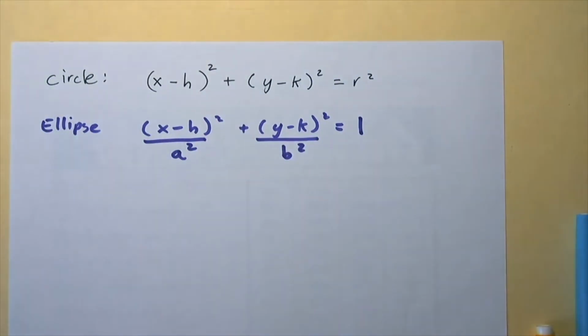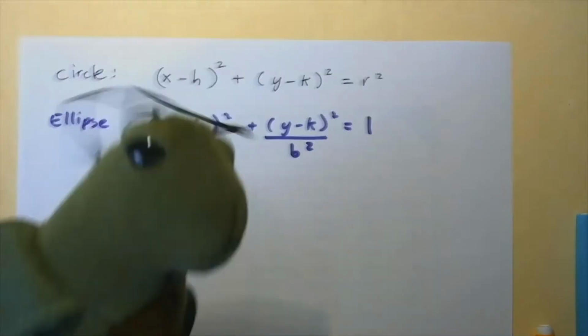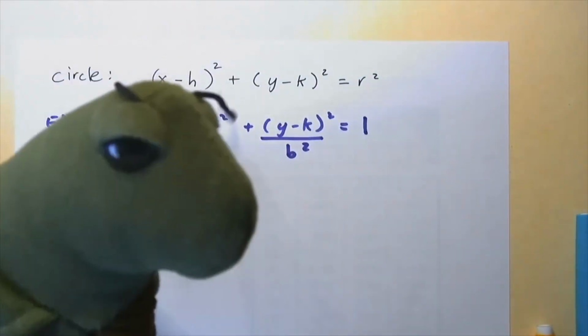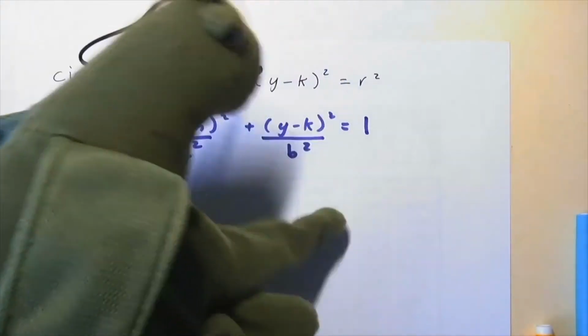Don't look at the book. The book makes it kind of confusing. The book thinks you need more equations. All you need is this one. Trust me, just this one right here.